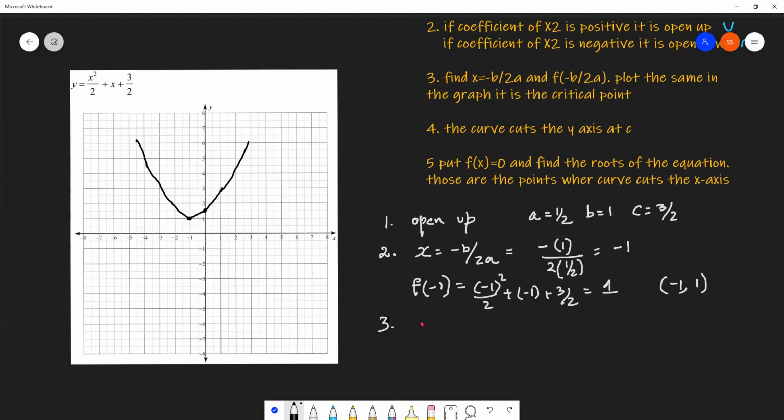The third point you are finding is where it cuts the y-axis. It cuts the y-axis at y is equal to 3 by 2. That is C. C is 3 by 2 here. So this is how this problem is done. Let us do one more problem.